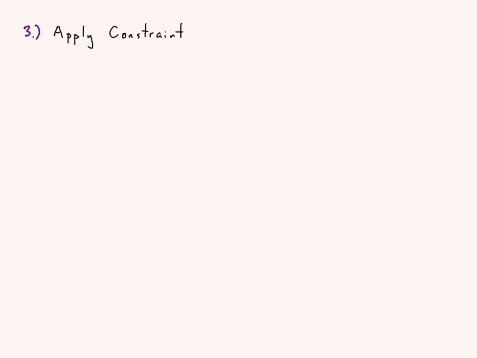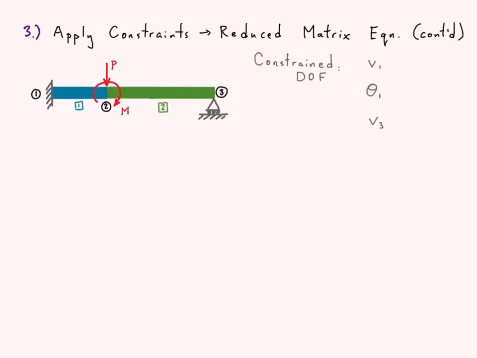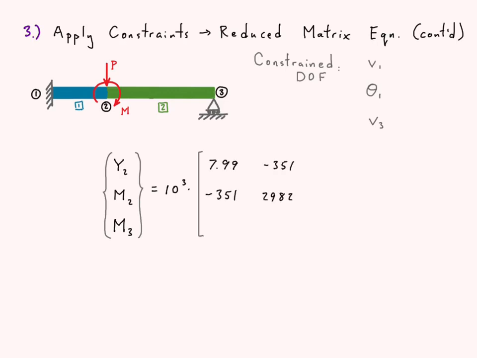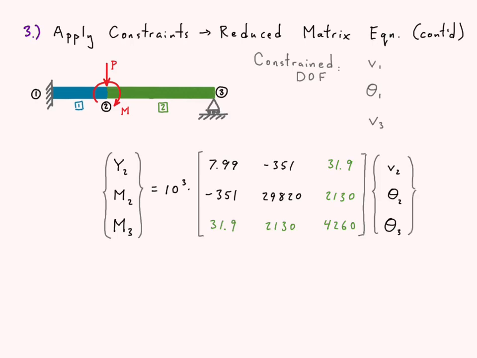And so, if we remove those, we end up getting the following reduced stiffness matrix equation. There's our reduced force vector, this is our reduced stiffness matrix, and this is our reduced displacement vector.